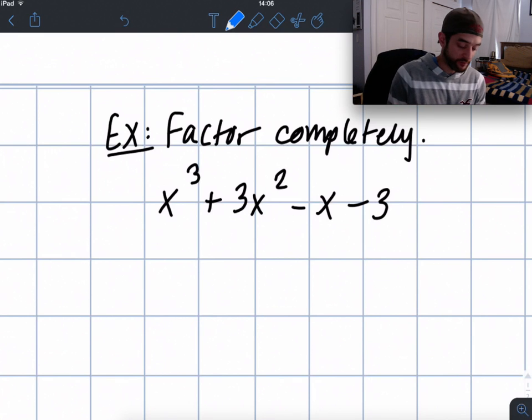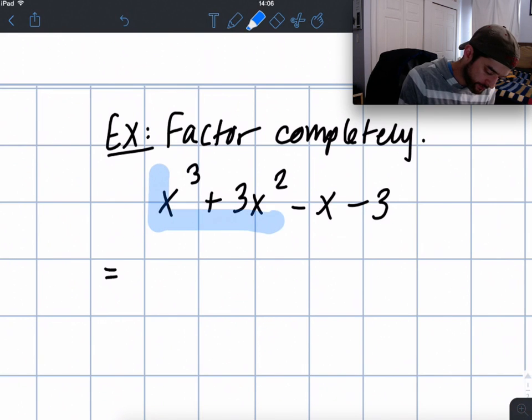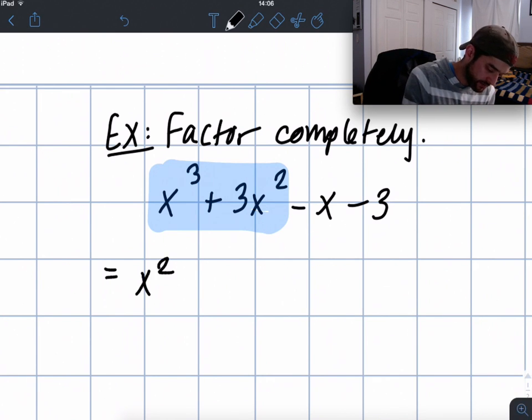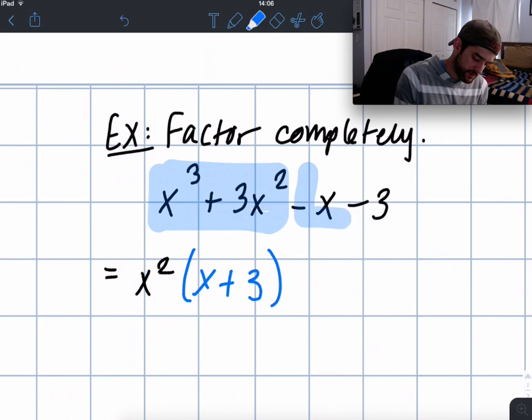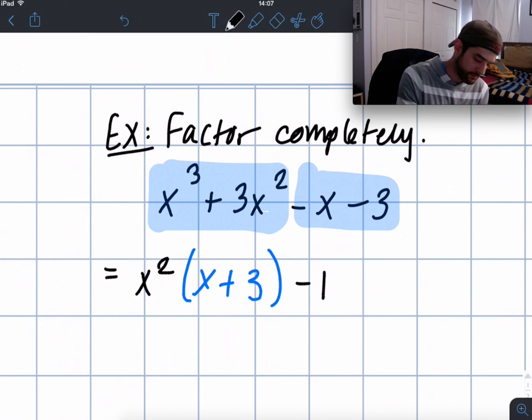Again, we're going to look for a GCF. I don't see one. So we're just going to get right into looking at each pair. If I look at the first pair, x cubed plus 3x squared, again, my only common factor is x squared. And I have x plus 3 left over. But if I look at the second pair, negative x minus 3, I'm going to include the negative with that x. The common factor between those two is a negative 1. So I'm going to factor out a negative 1.